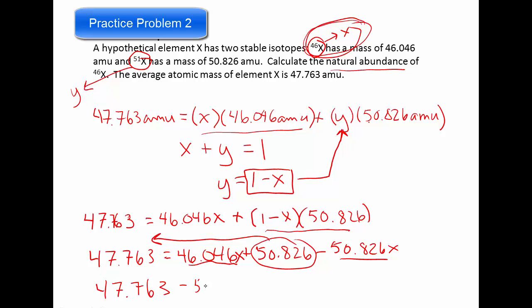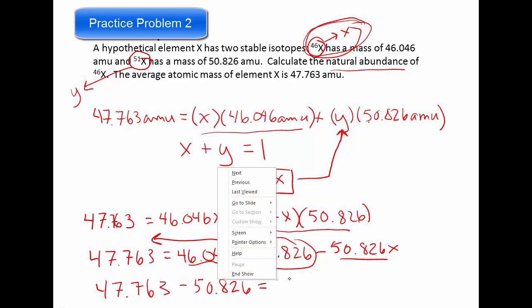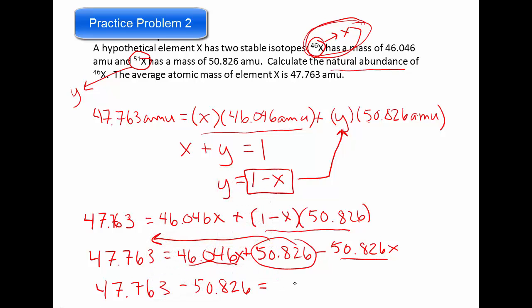47.763 minus 50.826 is equal to 46.046x minus 50.826x. So now I seem to have run out of room, so I'm going to continue on to the next screen. 47.763 minus 50.826 is equal to, let's do that one together, negative 3.063. And does that have an x on it?